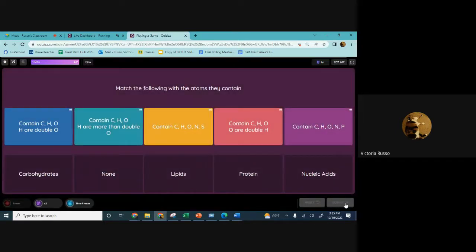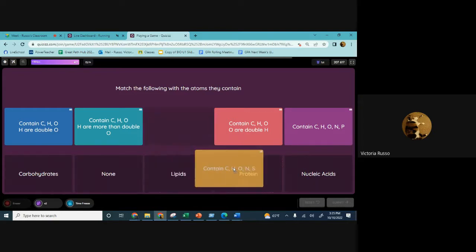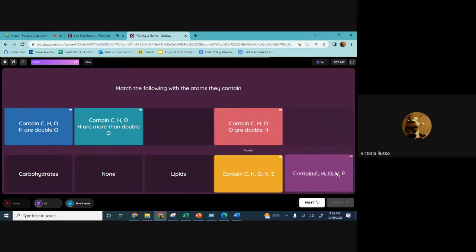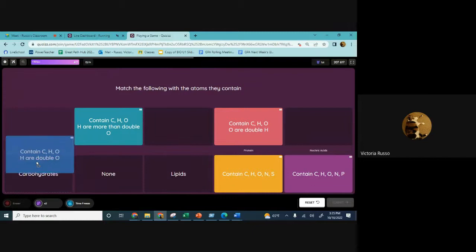All right, and then last, and that's probably most importantly, it wants us to match the biomolecule with the atoms that they contain. So let's start with the easiest ones to identify, which are proteins and nucleic acids, because proteins contain sulfur and nitrogen, and that is unique. Nucleic acids contain phosphorus and nitrogen, which is unique. Now we have the problem between carbohydrates and lipids. When you have a carbohydrate, if you remember we did this in class, when you take the oxygens and multiply them by 2, they have to equal the number of hydrogens. Okay, and the one that says that contains C, H, and O, but the H's are double the oxygens.